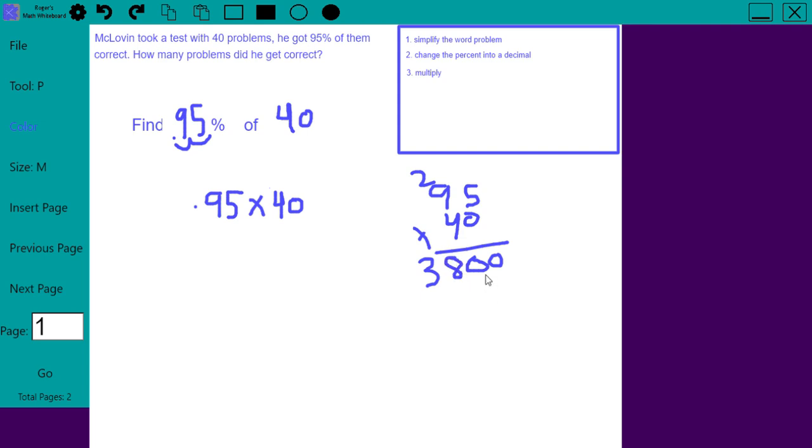Alright, so after we've done that, we look over here, and we have 2 digits to the right of our decimal, and it's going to be the same thing in our answer. So 1, 2, we have 2 numbers to the right of our decimal. So our answer would be 38. So 95% of 40 is 38.